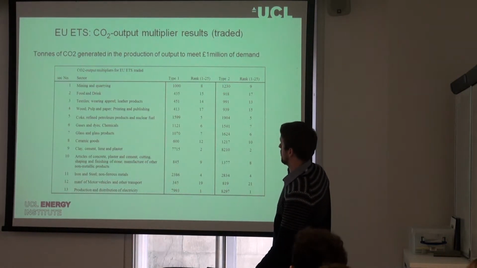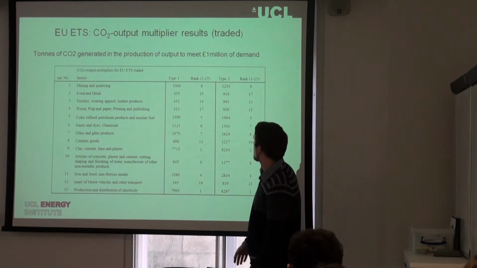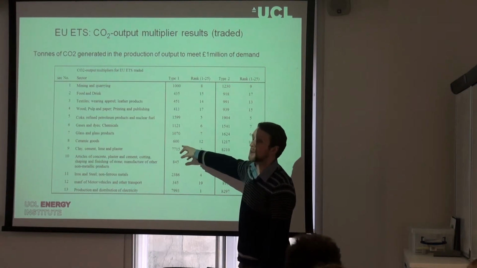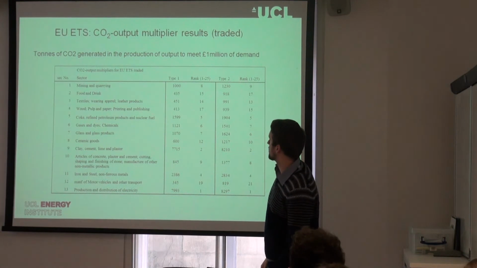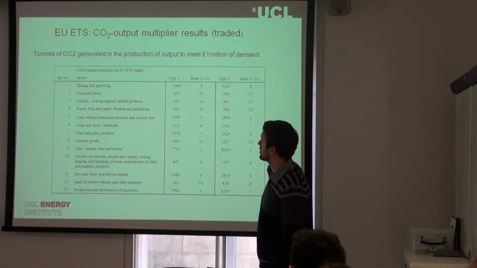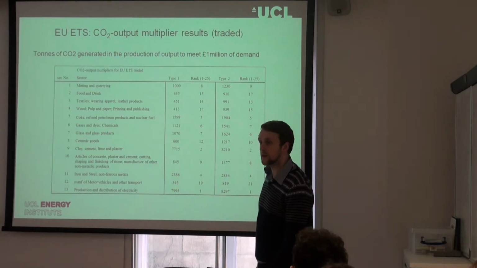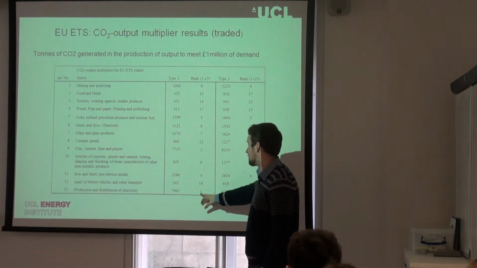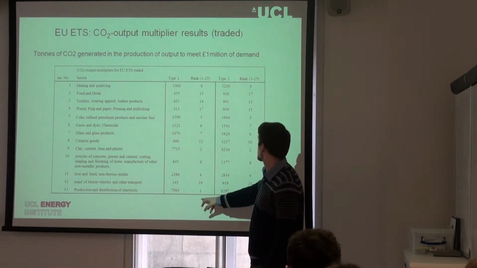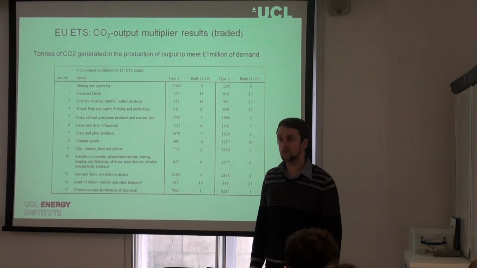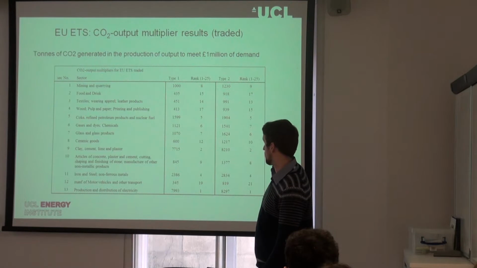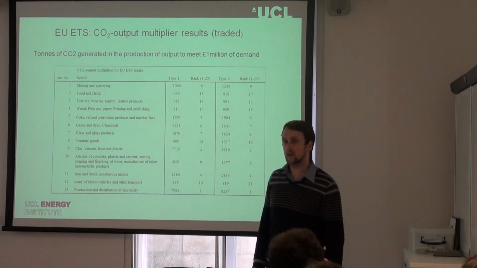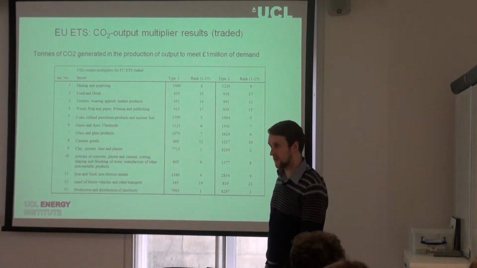So, within the model, if there's an increase of 1 million in final demand for ceramic goods, then you have an extra 600 tons of CO2 increased within the model. And you can rank these as well. And again, I guess a headline result would be that the electricity sector is by far the most, well, not quite by far, cement, lime and plaster are both very emissions intensive within the economy.